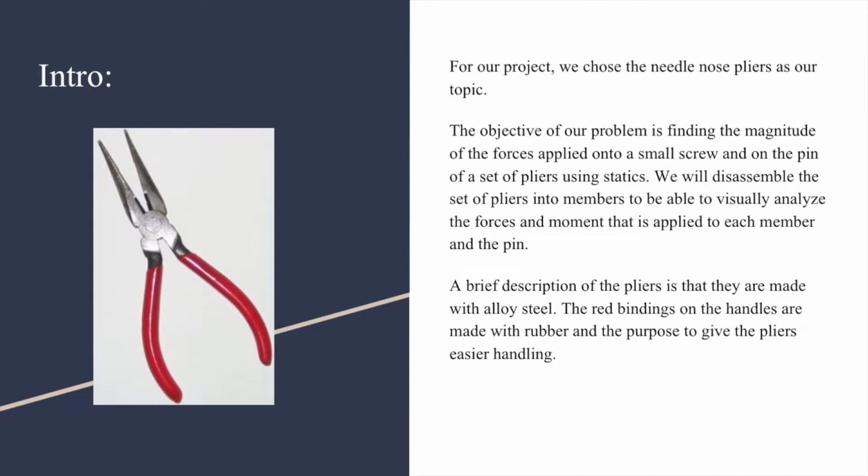We will first disassemble the set of pliers into the two individual members to be able to visually analyze the forces and the moment that's applied to each member and also the pin. The pliers that we used are made with alloy steel, and the red bindings on each of the handles are made with rubber for the purpose to give the user an easier handle on the grip.